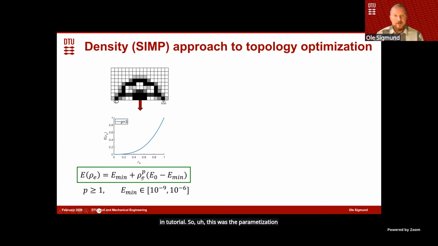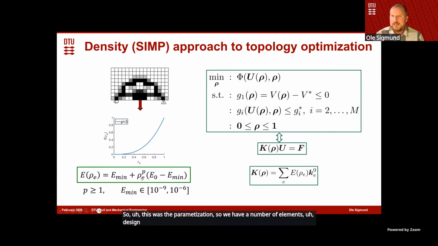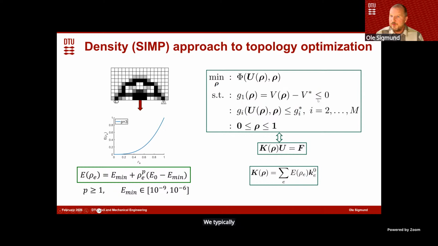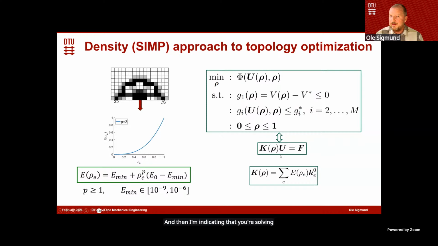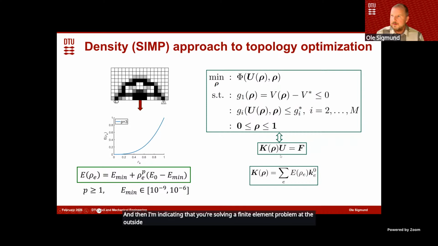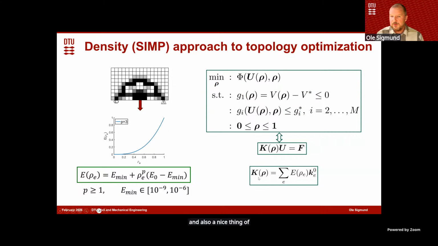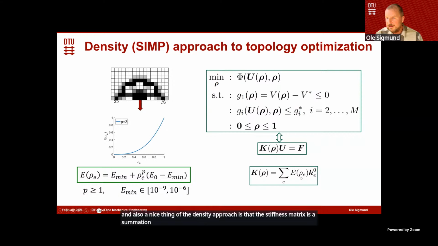We have a number of elements, design variables, and then we can design an optimization problem minimizing some function of the state and the design variables rho. We typically have a volume constraint, and then we could add a number of additional constraints. I'm indicating that we are solving a finite element problem on the outside that feeds sensitivities into the optimization loop. And also a nice thing of the density approach is that the stiffness matrix is a summation over each of the elements and their dependence on the density.